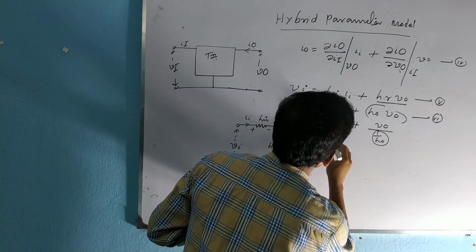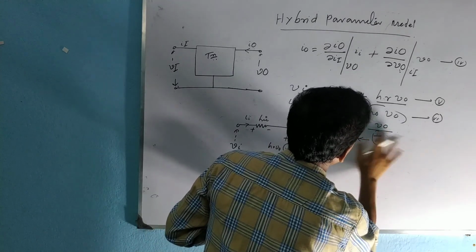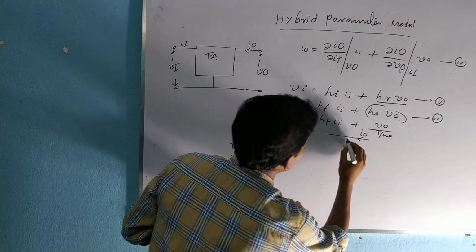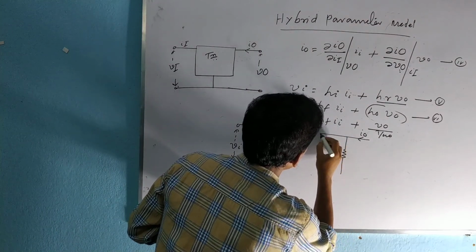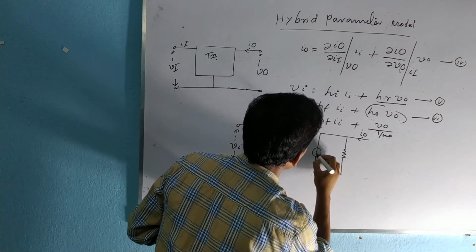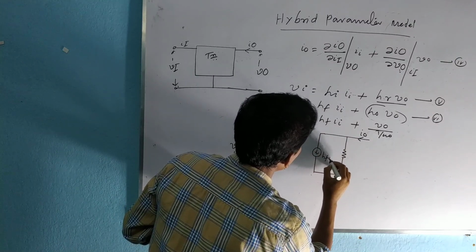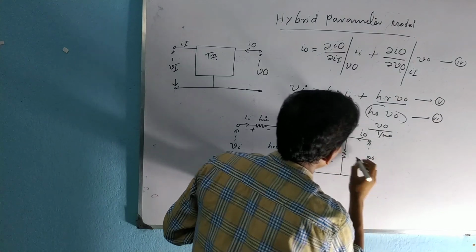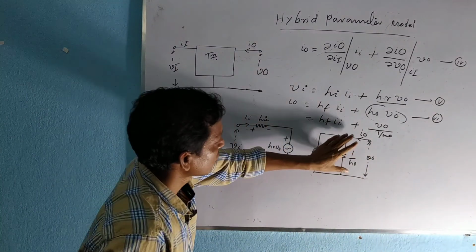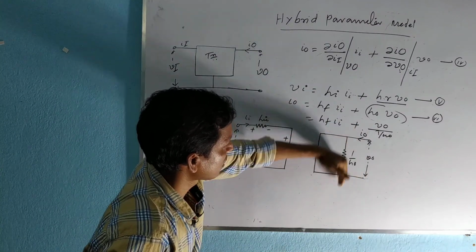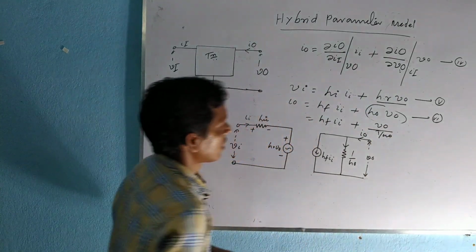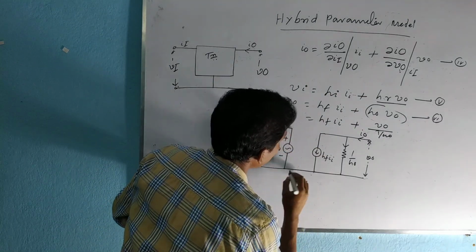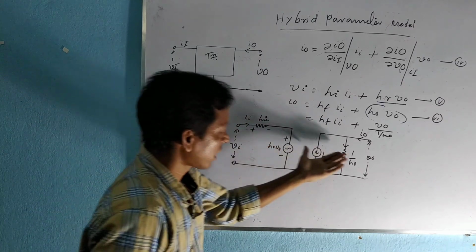So the current IO is divided into two paths. This is one path with a current source of value HF II, and this is the impedance 1 by HOE. So the voltage across 1 by HOE is VO, so the current through this path will be VO by 1 by HOE. So there are two circuits from these two equations, and if we connect them, then this will be the hybrid parameter equivalent circuit for a transistor.